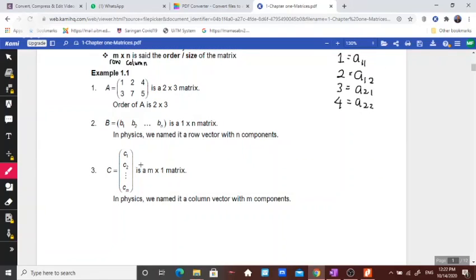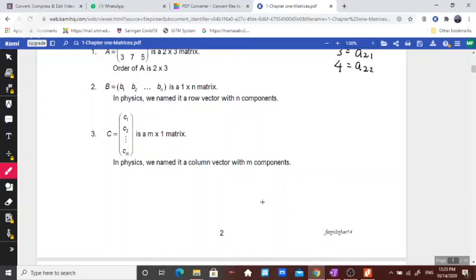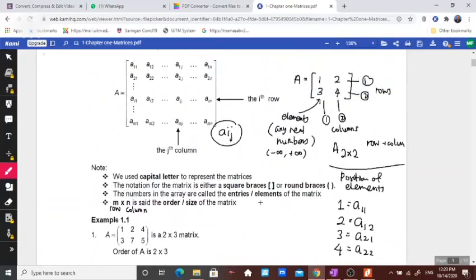Another one is C: c1, c2, until cm. We have m rows and 1 column, so this is an m by 1 matrix. The size of C is m by 1. In physics, we name it a column vector with m components. So that is the introduction to the definition of a matrix.